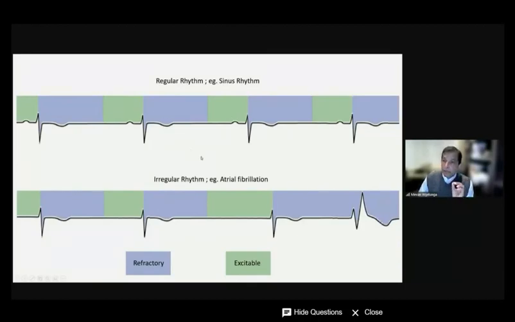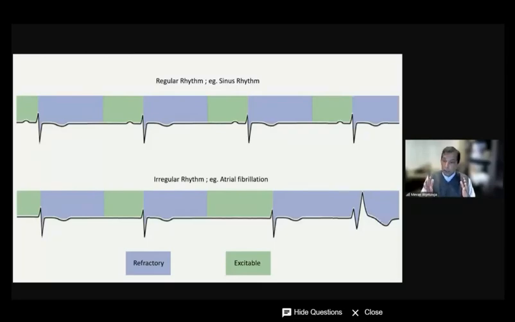The point I'm trying to indicate here is this. When the heartbeat is regular, you have a very regular refractory and excitable period. But there is a principle: the refractory period is not a fixed one. If you are exercising and your heartbeat goes higher and higher, the refractory period normally shortens, because if it doesn't shorten, you can't get the next heartbeat to happen. That's physiological. So when the heartbeat gets faster and faster, the refractory period generally should shorten.